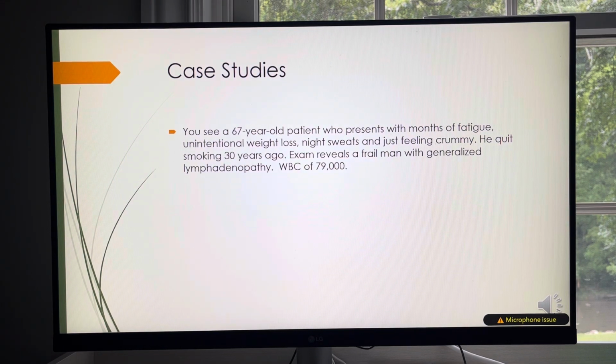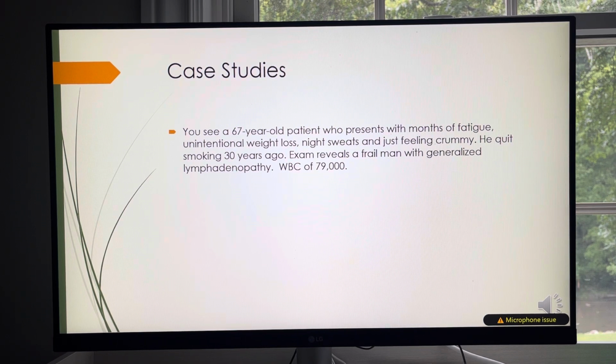You see a 67-year-old patient who presents with months of fatigue, unintentional weight loss, night sweats, and just feeling crummy. He quit smoking 30 years ago. Frail man. This was my patient. He had leukemia. Last I saw him, he was doing fantastic. He was on chemo. He was doing really, really well. But that's exactly how he presented.